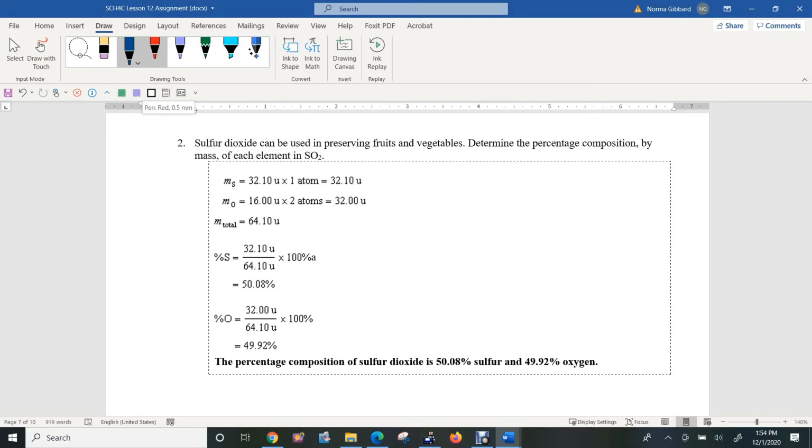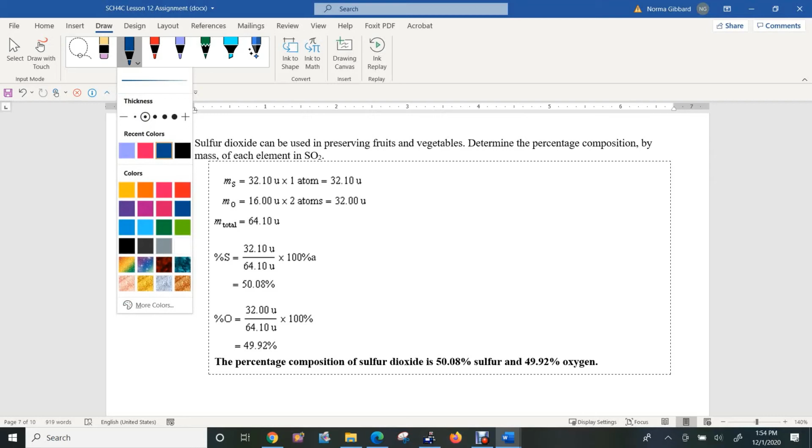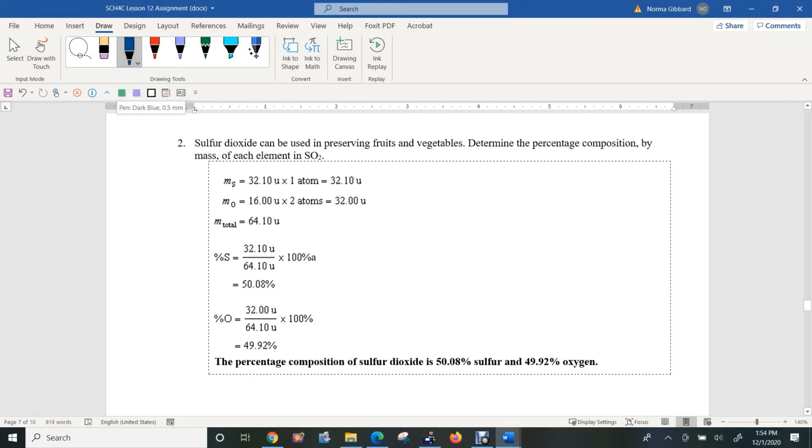So the percent of sulfur is 32.10 divided by 64.10 times 100, which is 50.08. And the percent of oxygen is 32 divided by 64 times 100, which is 49.92. What accounts for the difference is the rounding. So the percentage composition is 50.08% sulfur and 49.92% oxygen.